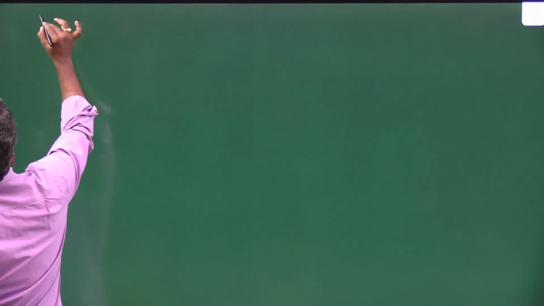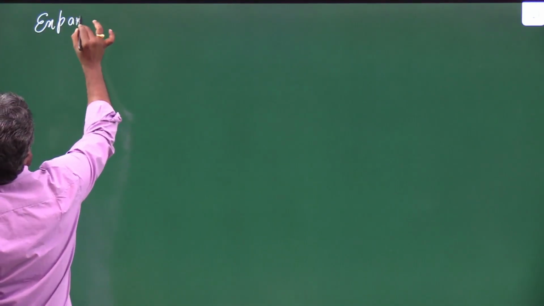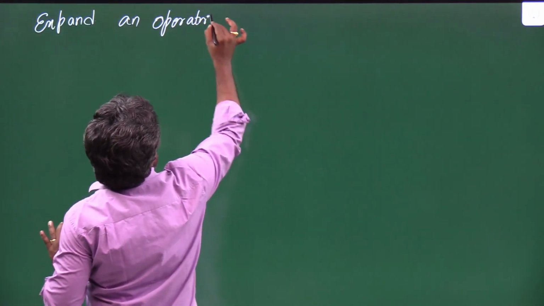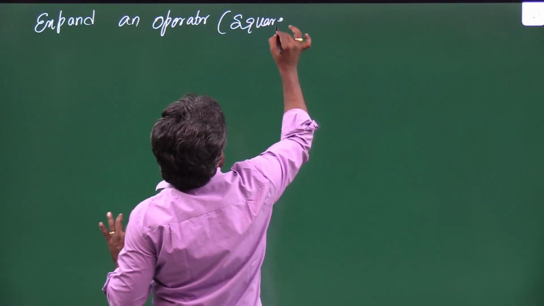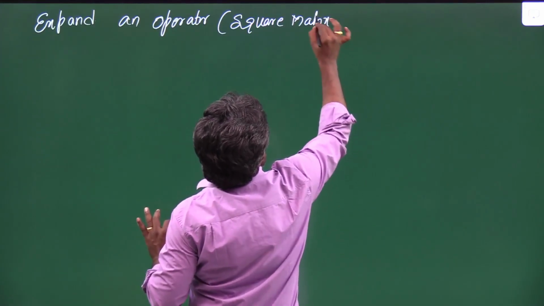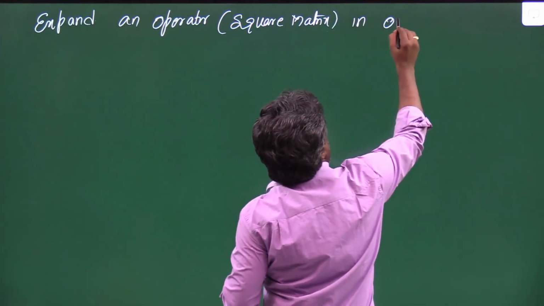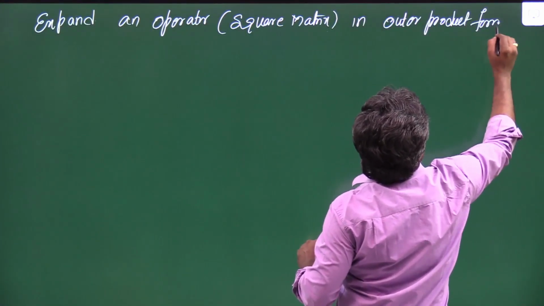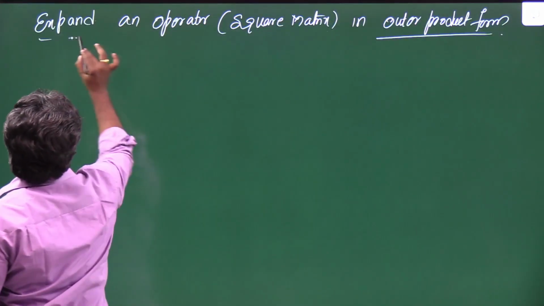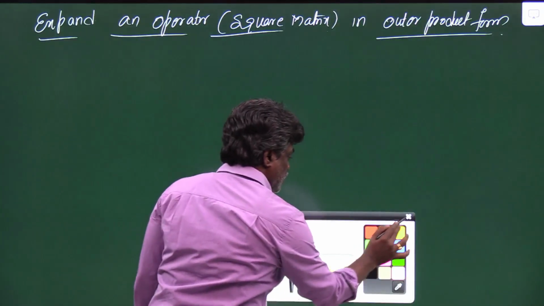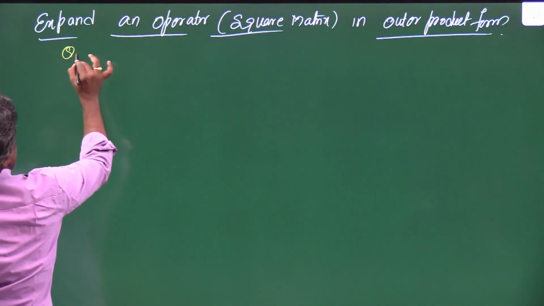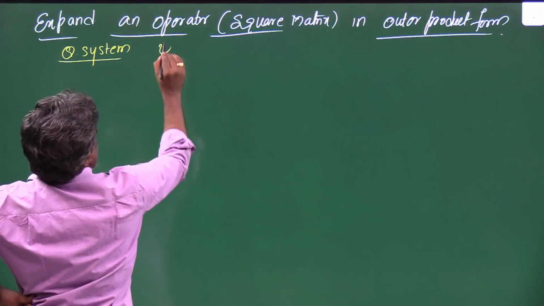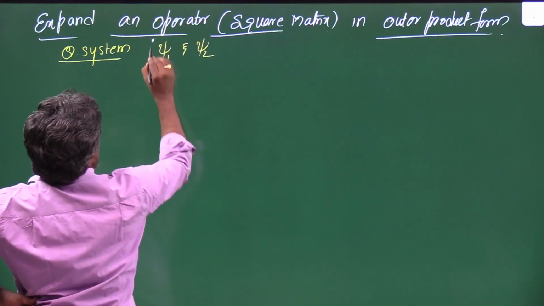Now here we can expand an operator. So here the operator is represented by a square matrix, in outer product form. Okay. Now see, sir, this is very important. For example, I am considering a quantum system. First I will take 3 bases or 2 bases. Okay, 2 bases I will take. So I have 2 bases, psi1 and psi2.